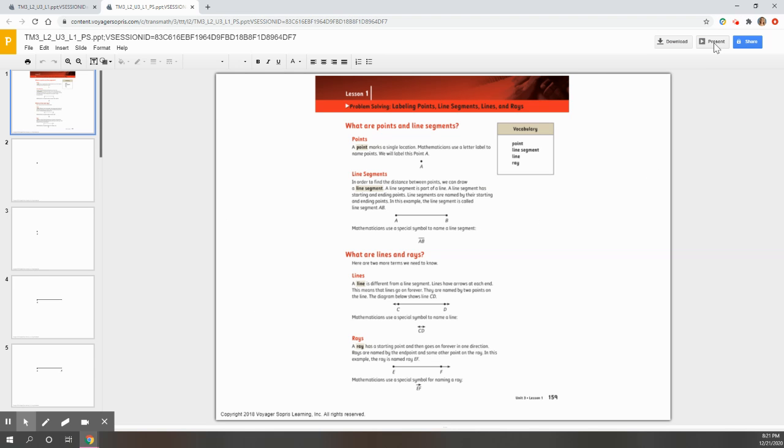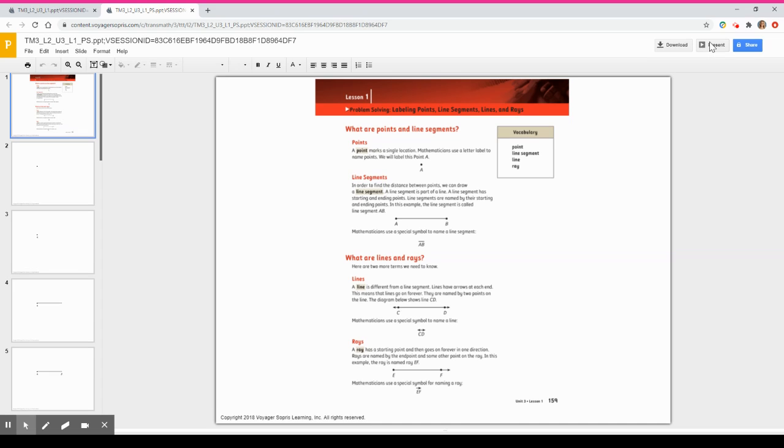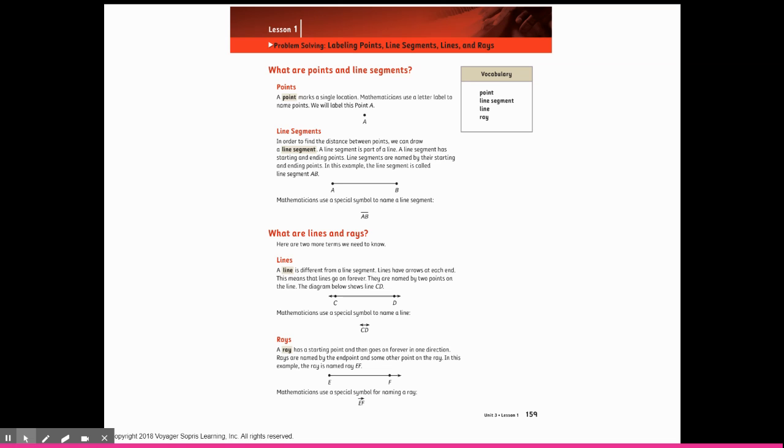The second part of our lesson for Unit 3 today, we're going to talk about points and line segments. A point marks a single location. We've used these when we've worked with number lines throughout our first 2 units. When we label a point, we use a letter. This is point A.